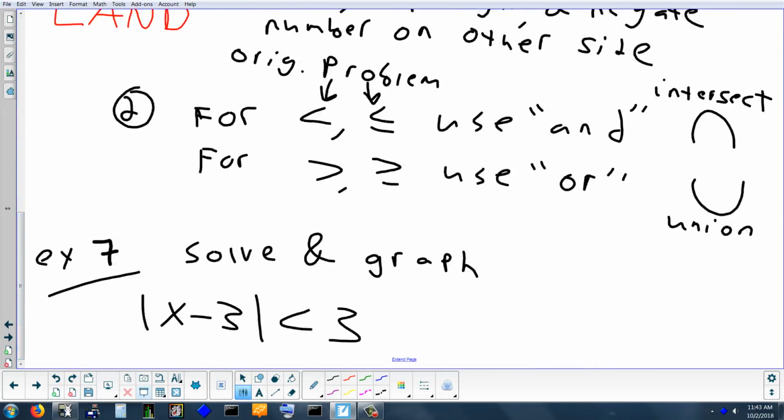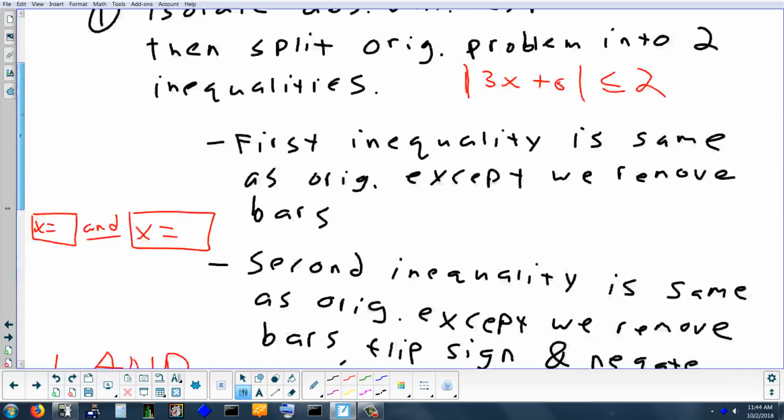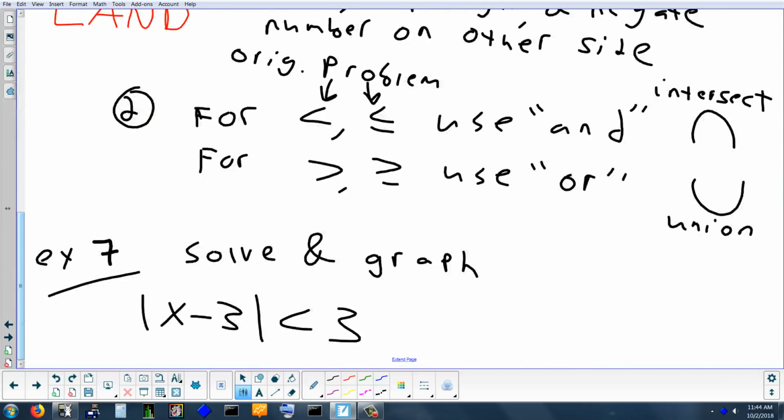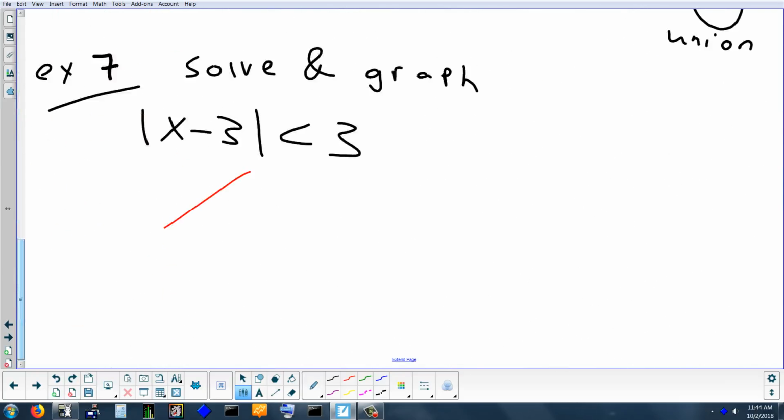When you have an and, that usually means you're shading between. X is greater than 0 and less than 10. When you have an or, it usually looks like arrows pointing in opposite directions. Okay, so let's solve it. First thing, isolate the absolute value expression. It already is. So we're ready to split it.